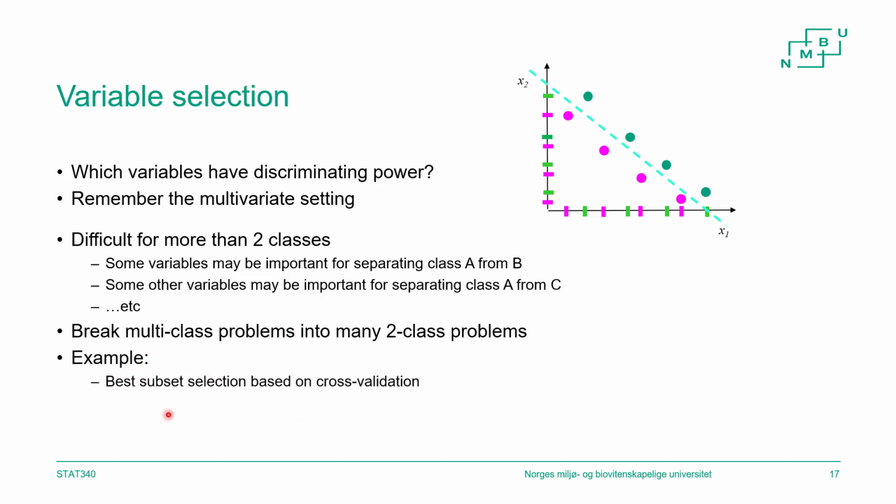And an example of finding the important variables is to use best subset selection based on cross-validation that we just saw. So best subset selection, and that is exactly what we will have a short look at here now at the end, how to do that with LDA.